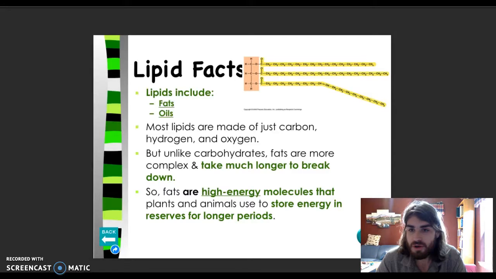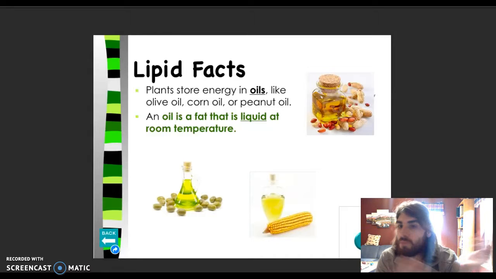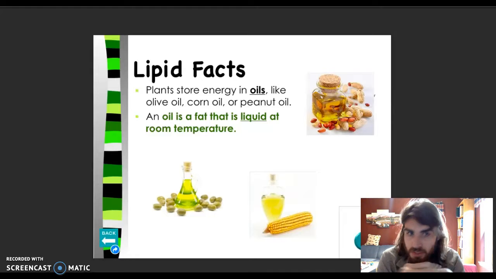We always joke about how we don't want to get fat, but if we were surviving like people did hundreds or thousands of years ago, without the technology and luxuries that we have, it'd be nice to have that extra fat to keep you alive whenever you don't have food, so your body can burn something for energy. More lipid facts: plants store energy in oils, like olive oil, corn oil, and peanut oil. An oil is a fat that is liquid at room temperature.